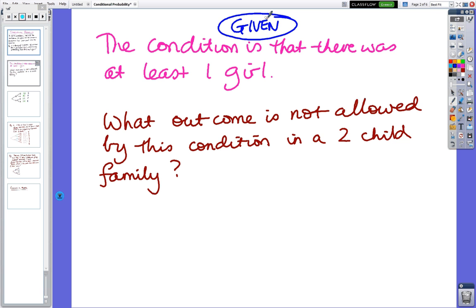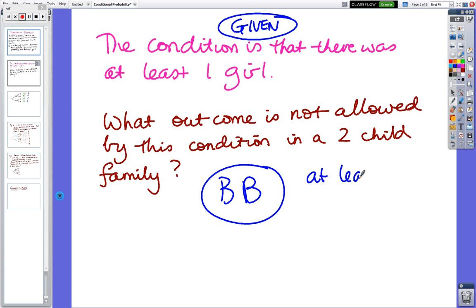Okay, so you're back live, and the outcome that you can't have is 2 boys, because the condition that you were given was that there's at least one girl. So you can't have 2 boys in this family. That's the condition. At least one girl, so you can't have 2 boys. Okay, so come across when you're ready.